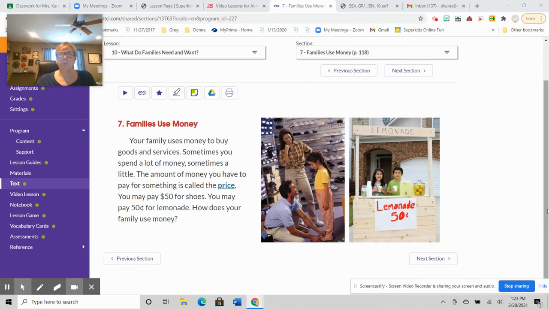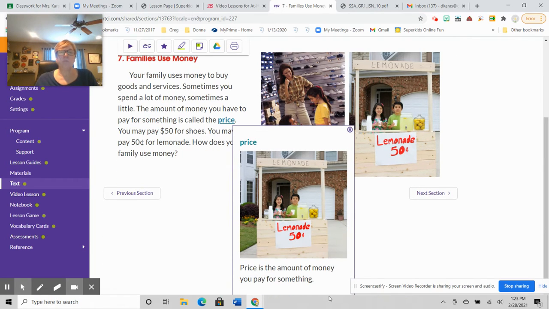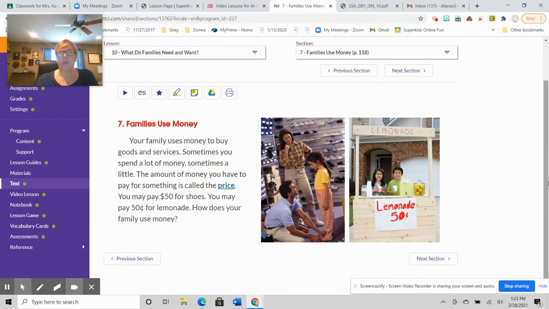All right, but before we do, let's go over one of our vocabulary words right here, which is the word price. And the word price is the amount of money you pay for something. Okay, and again, just like what we have for a want or a need could be different, I'm sure families spending their money could also be very different. So let's get started. Families use money.